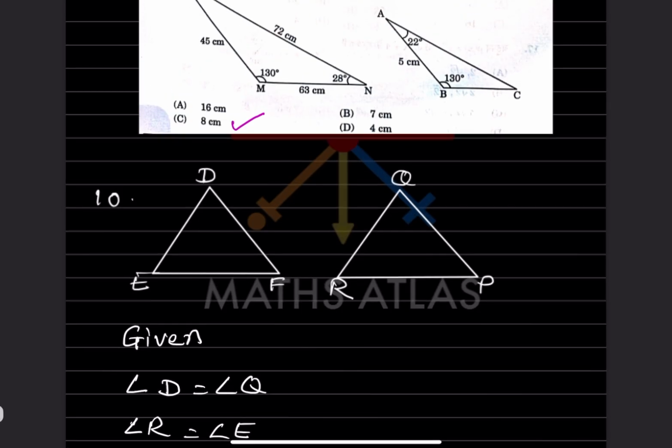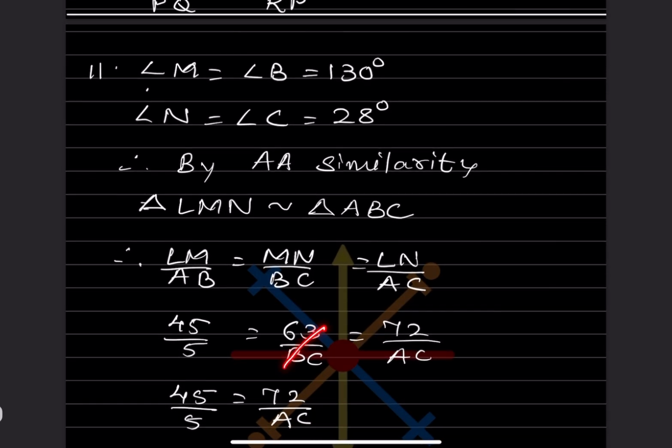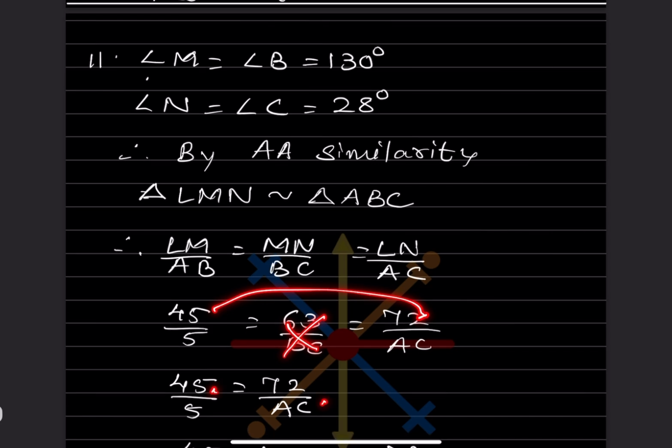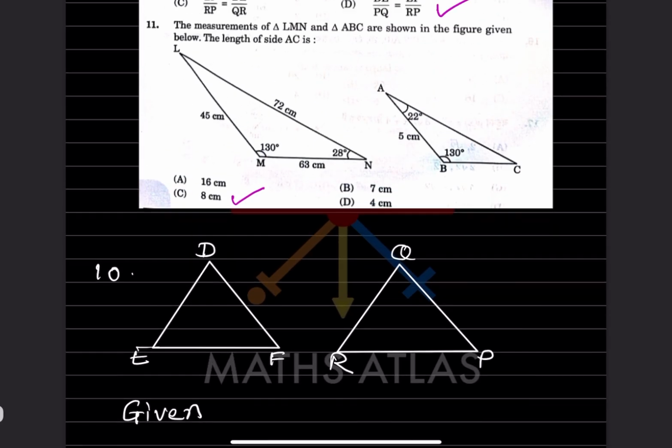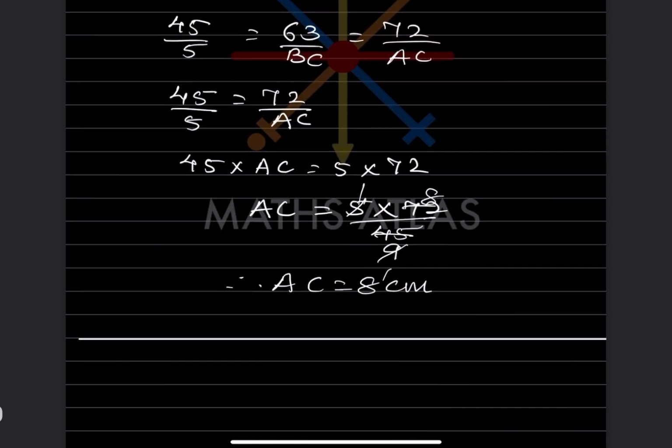So now we want AC. Let us ignore this part BC. We'll take this and this, we are going to compare this and this. That is 45 by 5 is equal to 72 by AC. So we can cross multiply here. 45 into AC is equal to 5 into 72. So we want AC, this is the left hand side, this is the right hand side. 5 into 72, but this is going to the right hand side, so that is going to get divided. So 5 ones are 5, nines are, and 9 ones are 9, eights are. So AC is going to be 8 centimeter. So this is the correct option.